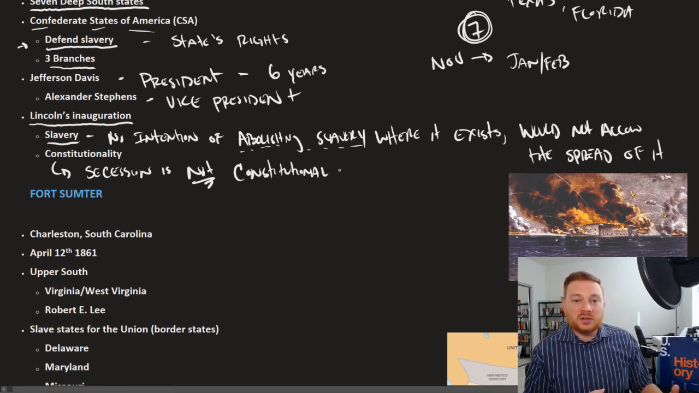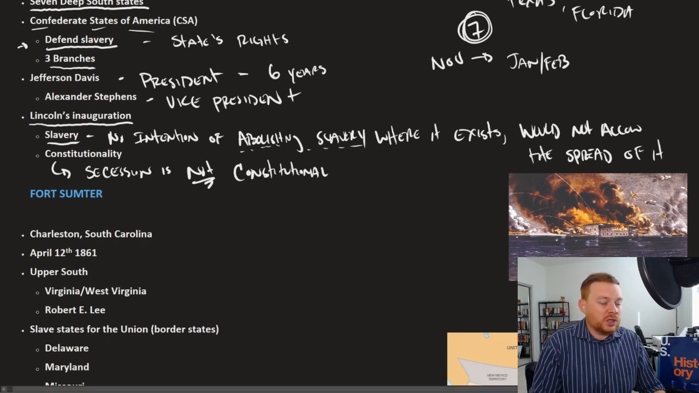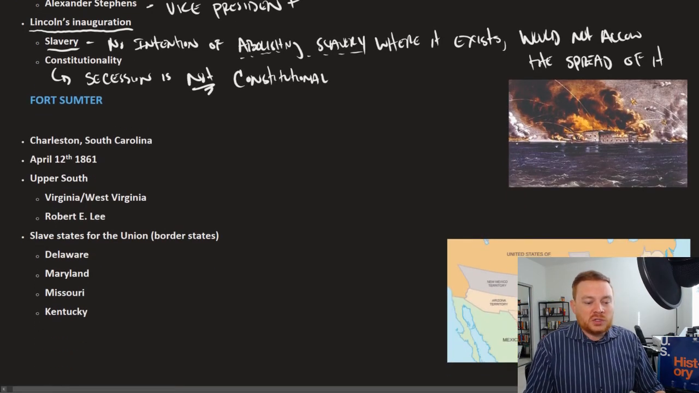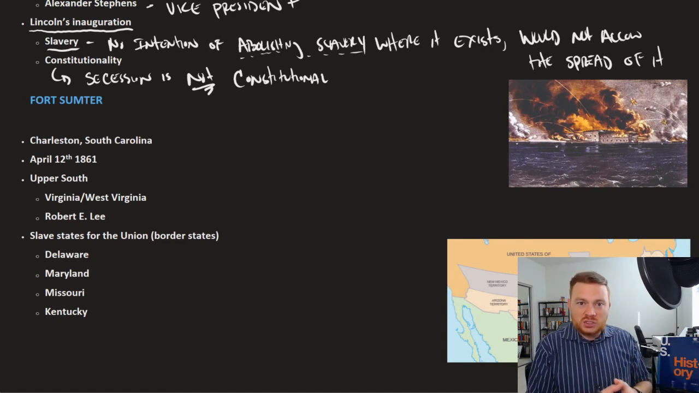In other words, South Carolina has no legal right to secede from the Union. And in fact, during the entire Civil War, Abraham Lincoln refuses to acknowledge secession. He instead states that the southern states are in rebellion. They're still part of the country. They're simply in rebellion. Now, even though these states were breaking away, the war had not yet started.